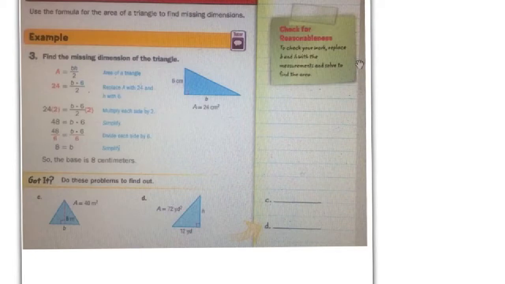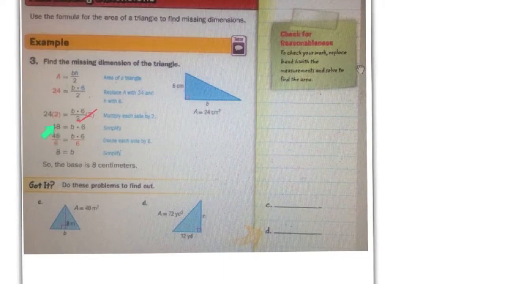Well, in order to solve that, you would multiply each side by 2. The reason you do that is because, like I gave you a hint in parallelograms, to solve an algebraic equation, you do the opposite of what was happening. So if we divided here, we should multiply to get rid of that 2. So we multiply both sides by 2. That gives us 48 equals b times 6. The 2 disappears because these 2 can cross out. Okay? 48 equals b times 6.